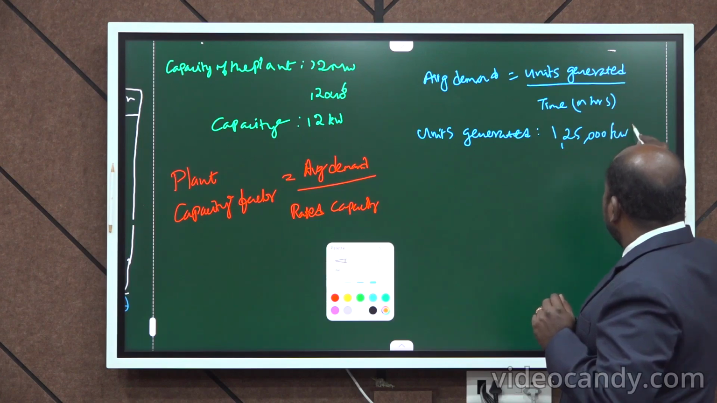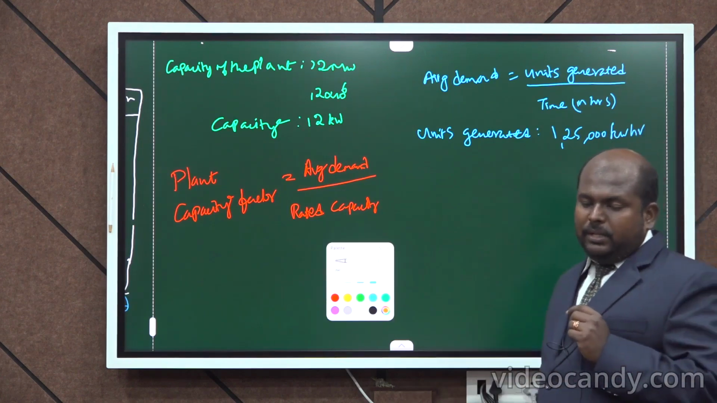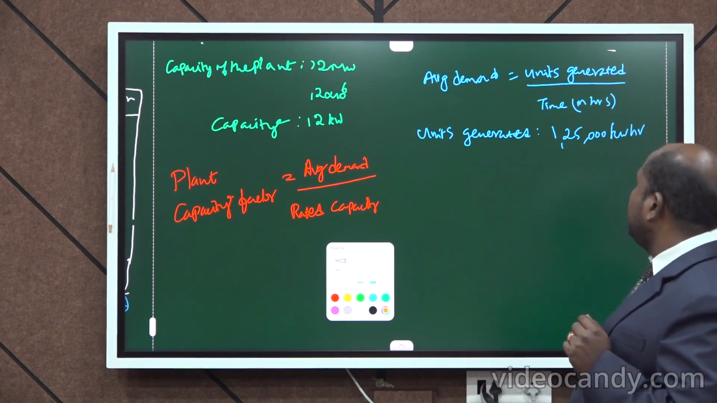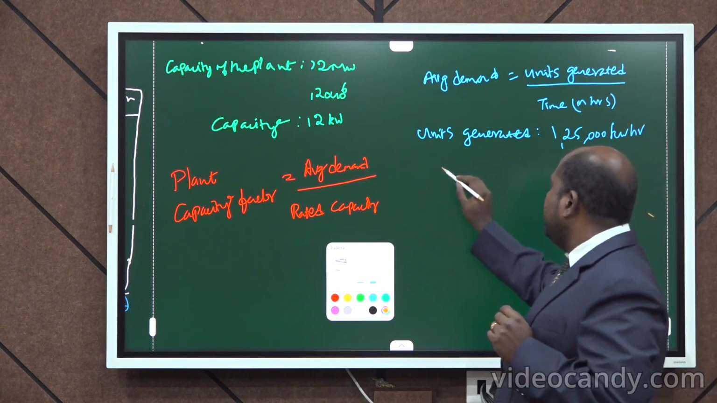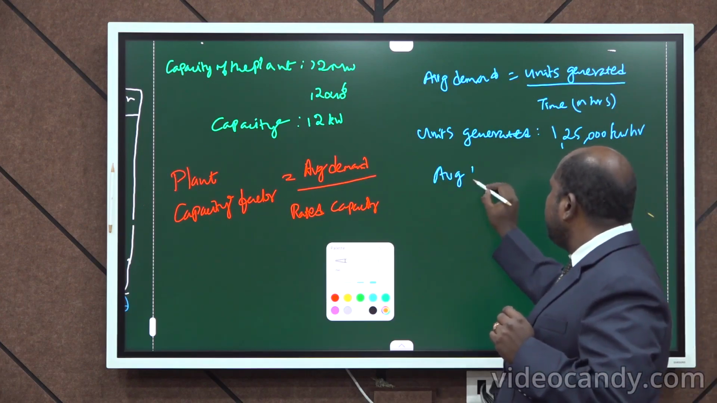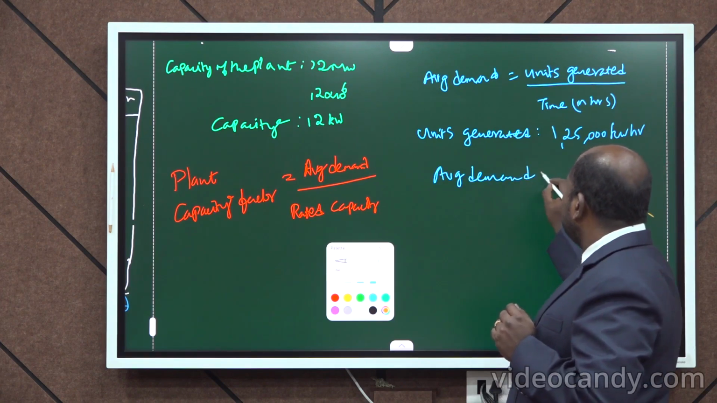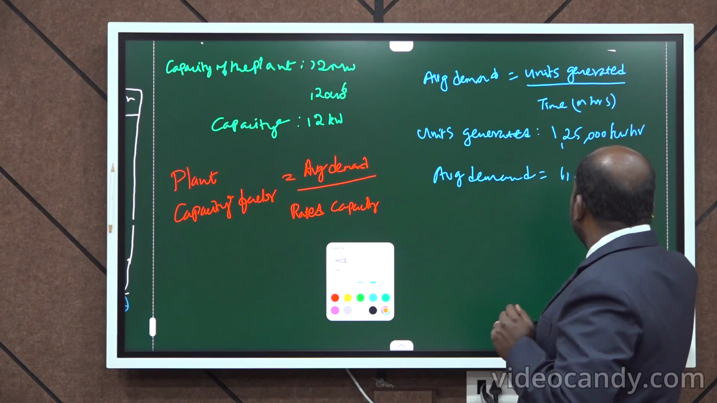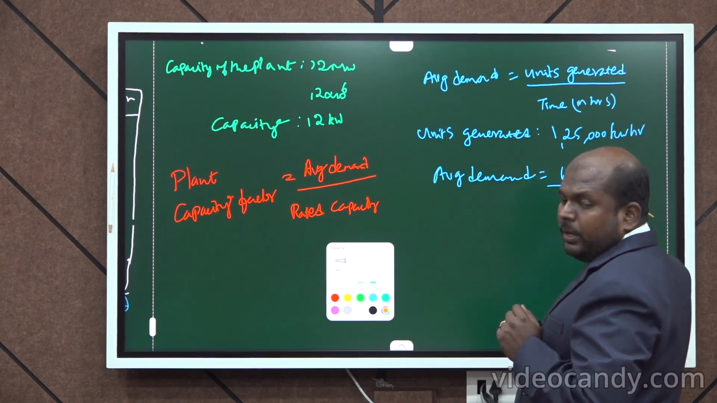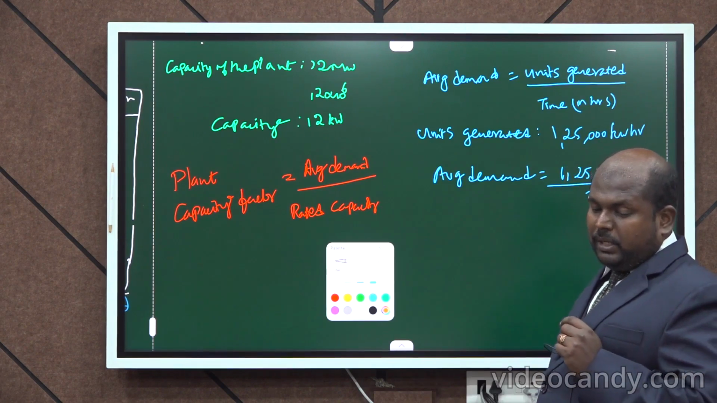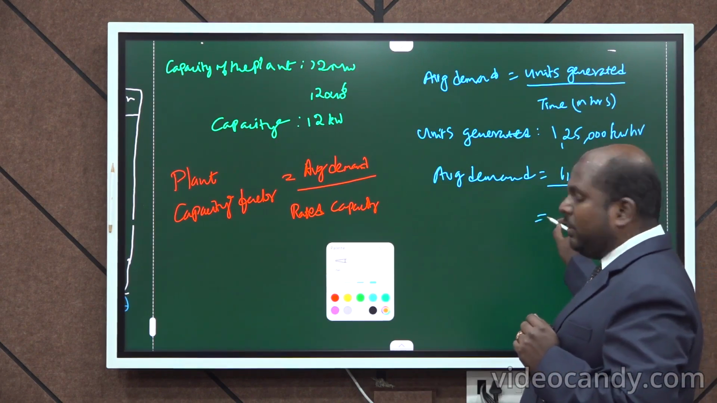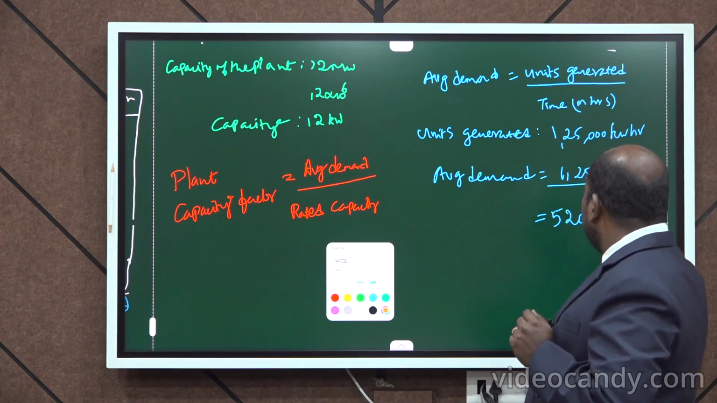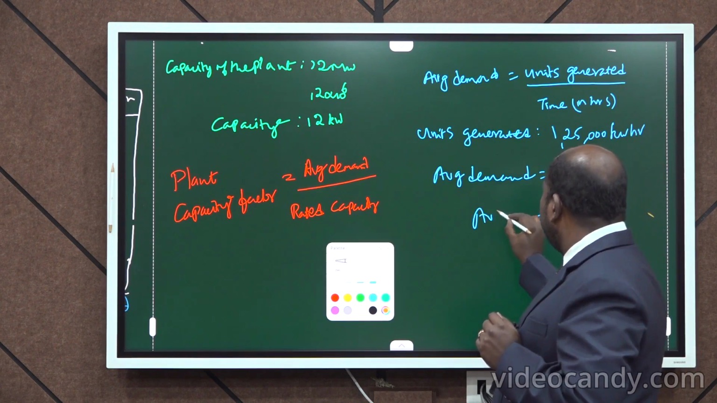The units generated is 125,000 kilowatt hour. By calculating this, we obtain the units generated, and thereby the average load is calculated. So the average demand is 125,000 divided by the 24-hour time period, and thus we obtain the value as 5208. So this is my average demand.